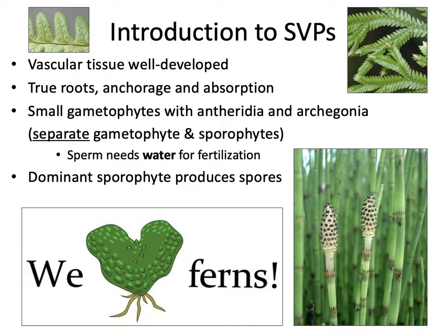The seedless vascular plants do retain the primitive characteristic of needing water for fertilization. So we have to splash the sperm to the egg in order for fertilization to occur. The seedless vascular plants have a dominant sporophyte generation, as do the more advanced seed-producing plants. Recall that the bryophytes are gametophyte dominant.